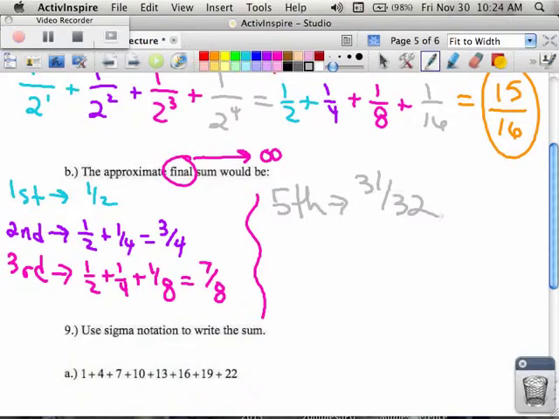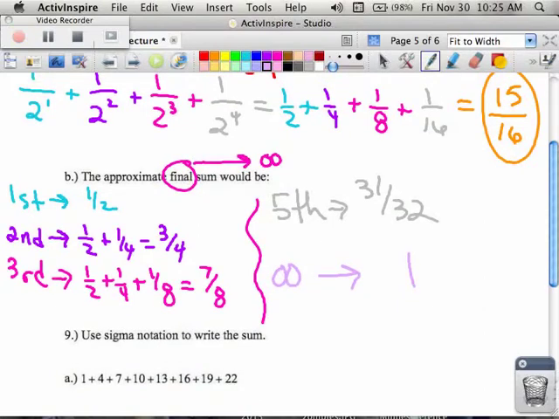So if you were going to infinity, so you added forever and you never stopped, your sum would be 1. Whenever they talk about things going to infinity, we talked about these with graphs. These things are called the limits. So that 1 is really our limit.